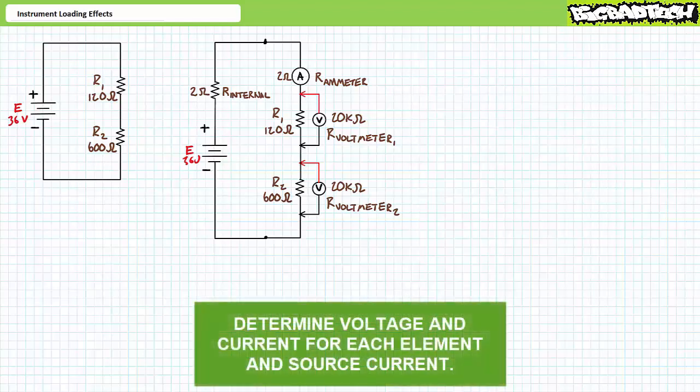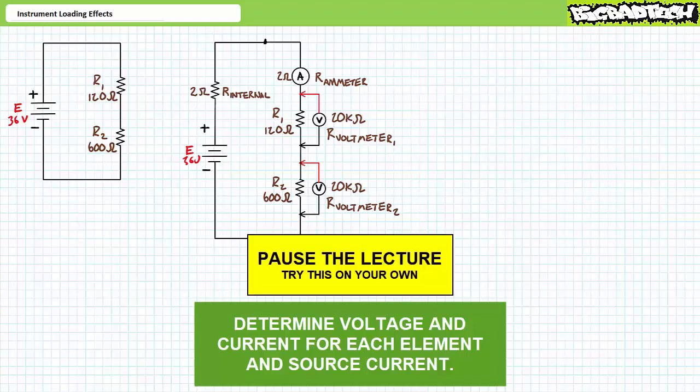As an exercise to the viewer, I invite you to determine the voltage across and the current through each resistor in this system, as well as source current. This will be a lot harder than previously. Again, we're only looking for V1, V2, I1, I2, and source current for each system. By all means, pause the lecture and try this by yourself. If you're tracking, you should have obtained the following values.